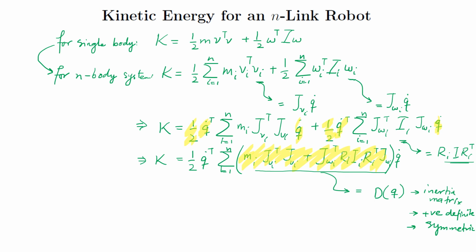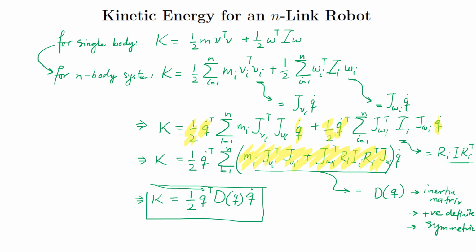So once you incorporate the inertia matrix, you can simply write down this whole expression of kinetic energy to be equal to half q dot transposed times the inertia matrix D, which obviously is dependent on configuration, times q dot. So this is going to be your general expression for kinetic energy of an N-link robot.